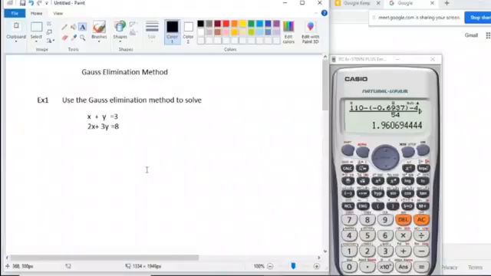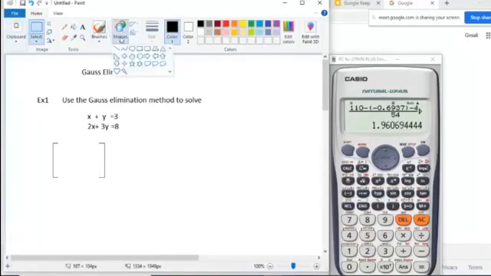Okay, look what I'm going to do. I will use now the Gauss elimination method. At the beginning, you should convert this equation or those equations to be matrix. Then I will put them inside one matrix. I will put the coefficient of this system inside this matrix.